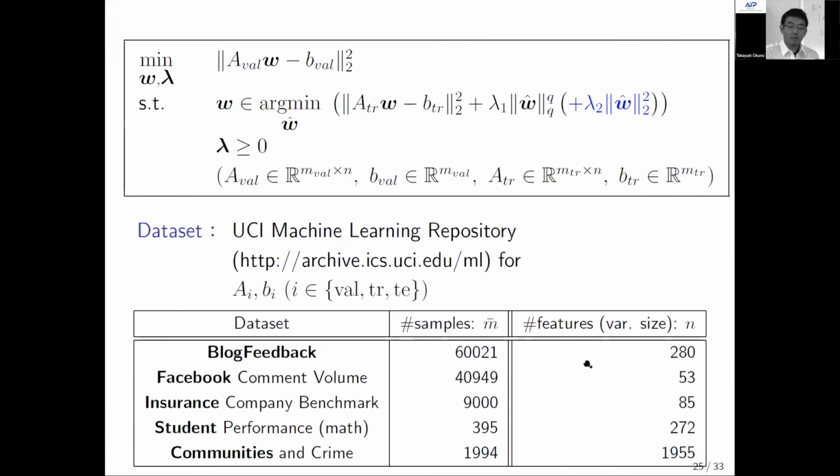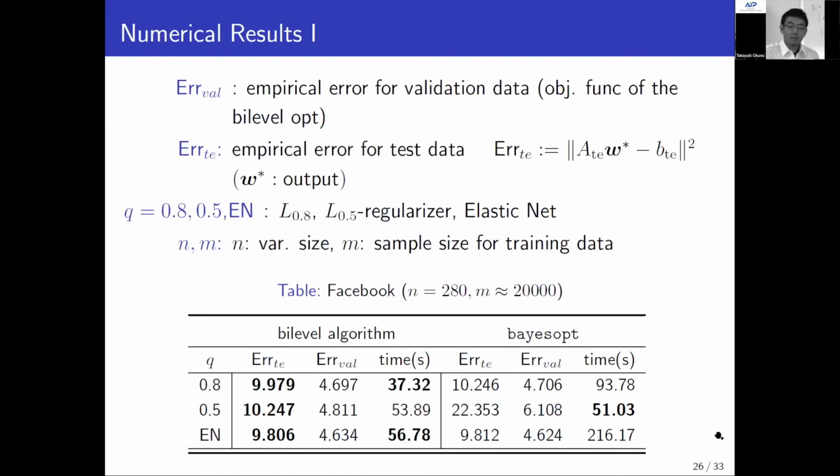And we solved this kind of problem based on the linear regression problem. The data matrix and the data vector are borrowed from the UCI machine learning repository, and I use data sets like this. The feature size, the number of variables in this problem, is like this. And the numerical results are like this.